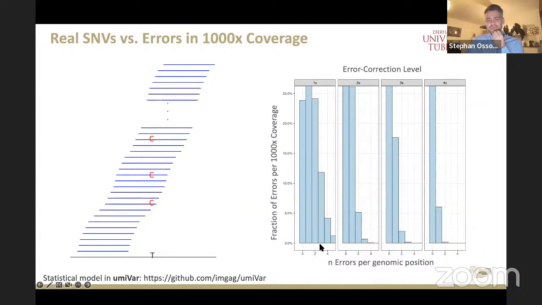Here, like 4%, or 3, you have 12%. So with that, we could not call that a variant, because 12% of the viral genome would be called as a variant, as a mutation, which cannot be true. If you go to 4x correction, you can see that this is not the case anymore. All these positions that have 3 or 4 or more errors disappear.